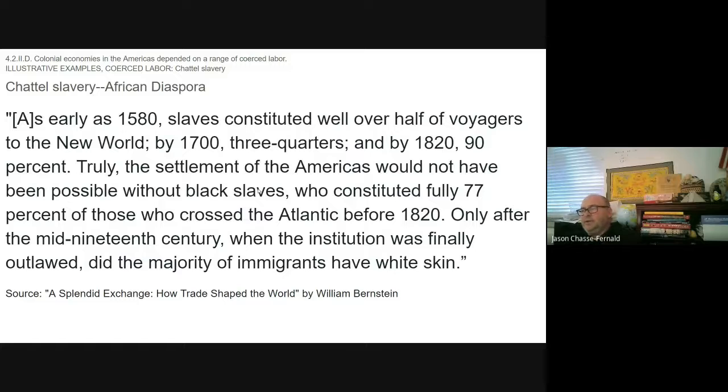So here's a quick little document about chattel slavery, which we've talked about earlier. As of the 1580s, slaves constituted well over half the voyages to the New World. By 1700, three-quarters, and by 1820, 90%. Truly, the settlement in the Americas would not have been possible without black slaves, who constituted fully 77% of those who crossed the Atlantic before 1820. Only after the mid 19th century, when the institution was finally outlawed, did the majority of immigrants have white skin. This is by William Bernstein, A Splendid Exchange: How Trade Shaped the World.